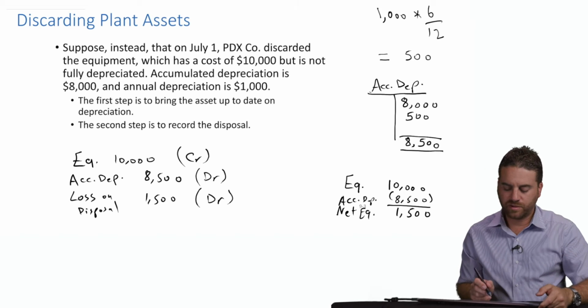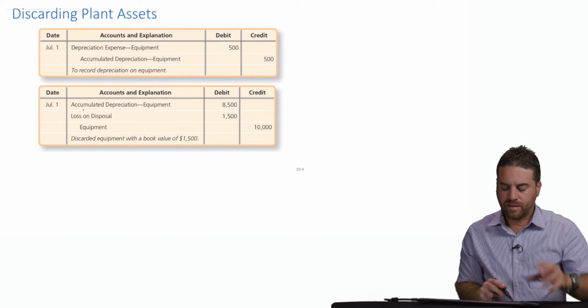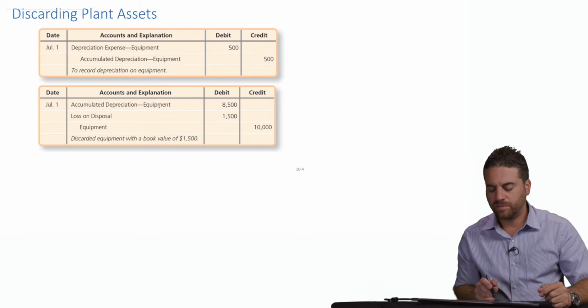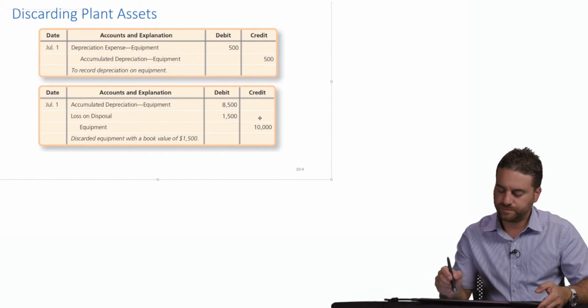So I have two debits, one credit. Let's see how that will look. I'm putting them together in one journal entry. We'll always start with a debit first. So debit accumulated depreciation $8,500. Debit loss on disposal $1,500. And the equipment is $10,000. Total debits equals total credits.